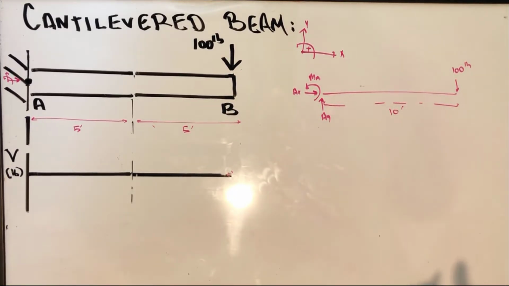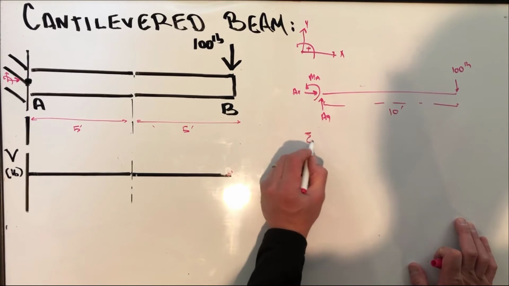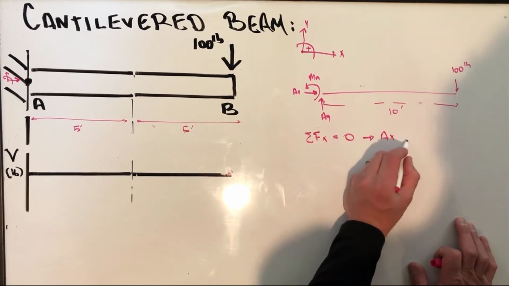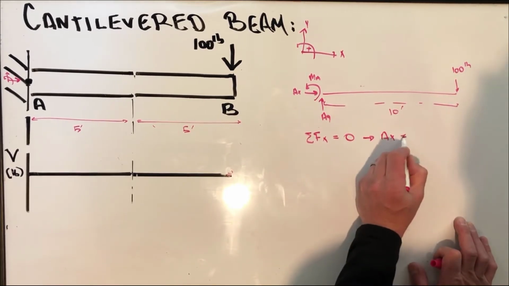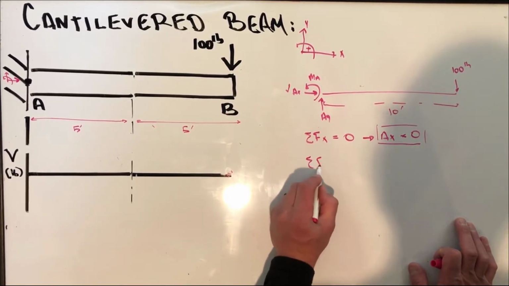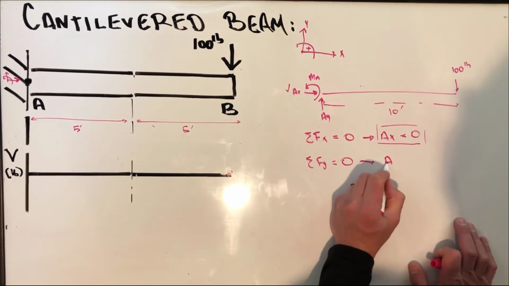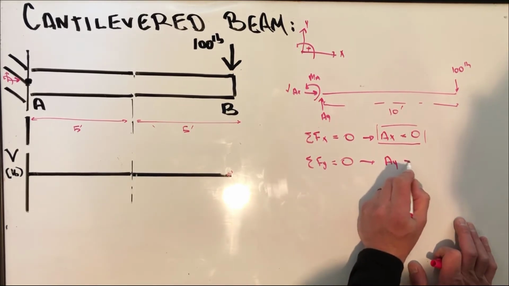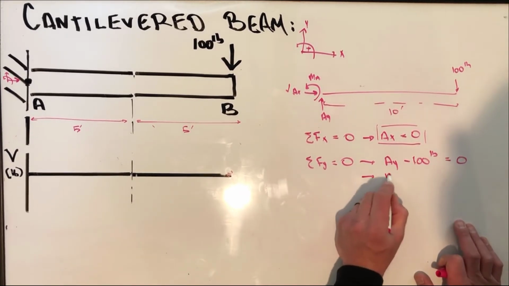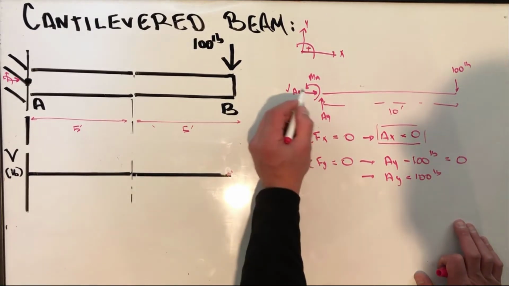Now what I need to do is solve for my forces at A. So sum of forces in the X direction equals 0. AX, we go across the beam. There's nothing there, so equals 0. And then sum of forces in the Y direction equals 0. So AY, positive, we go down the beam, minus 100 pounds equals 0. So therefore, AY equals 100 pounds. All right, so we're done with that one too.